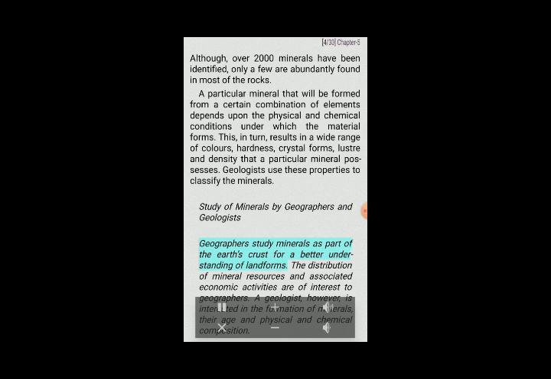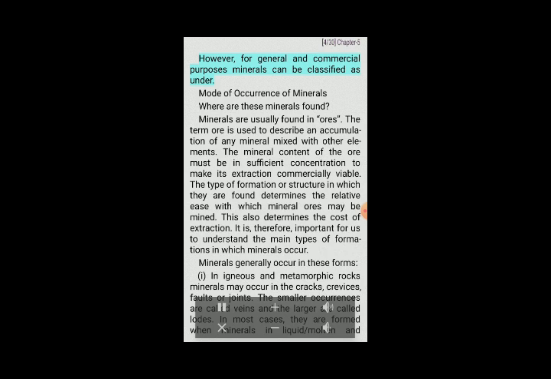Study of minerals by geographers and geologists. Geographers study minerals as part of the Earth's crust for a better understanding of landforms. The distribution of mineral resources and associated economic activities are of interest to geographers. A geologist, however, is interested in the formation of minerals, their age and physical and chemical composition. However, for general and commercial purposes minerals can be classified as under.